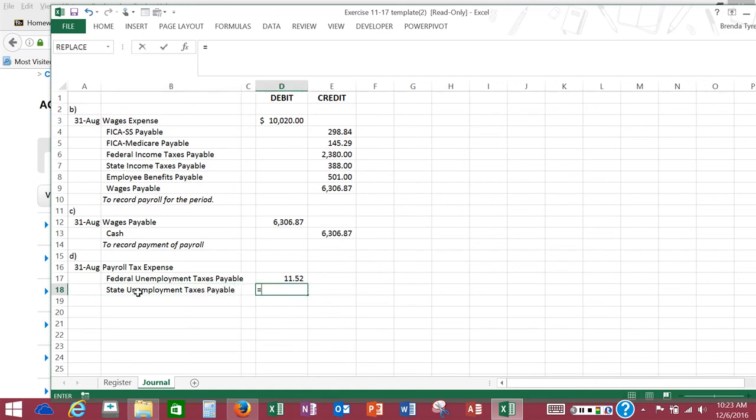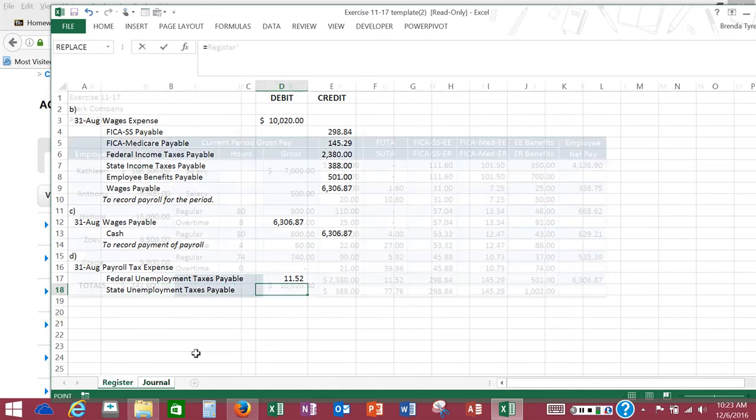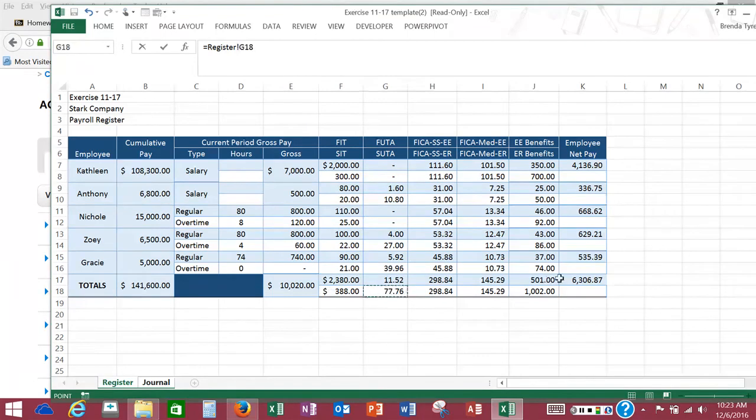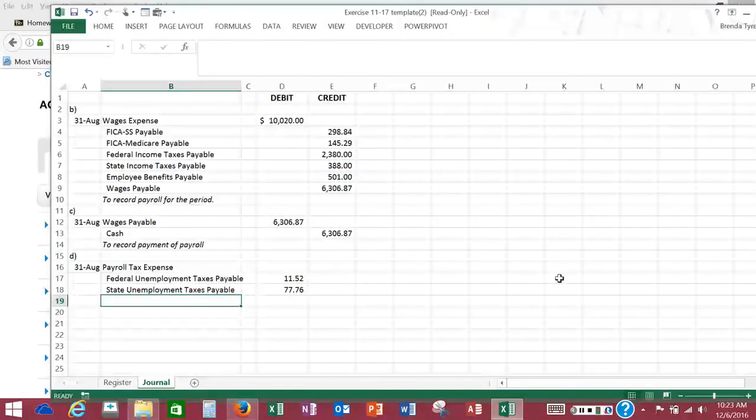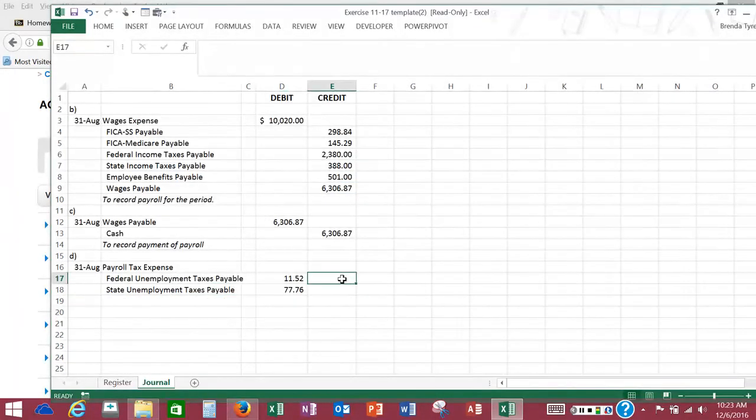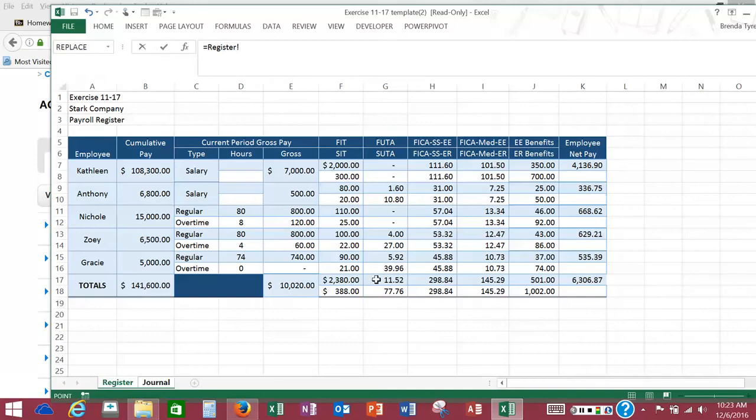And we'll go ahead and get that number from the register. And it is 7776. Oops, I was putting those all in as debits and they should be credits, right? There we go. Let's just move those on over. And we'll delete them here. Whoops. Try that again, excuse me. Should have just copied and pasted.